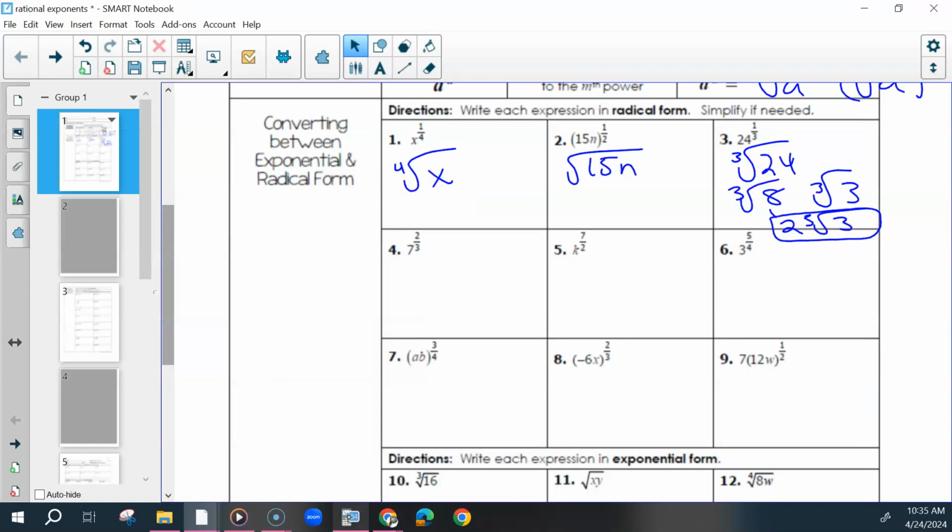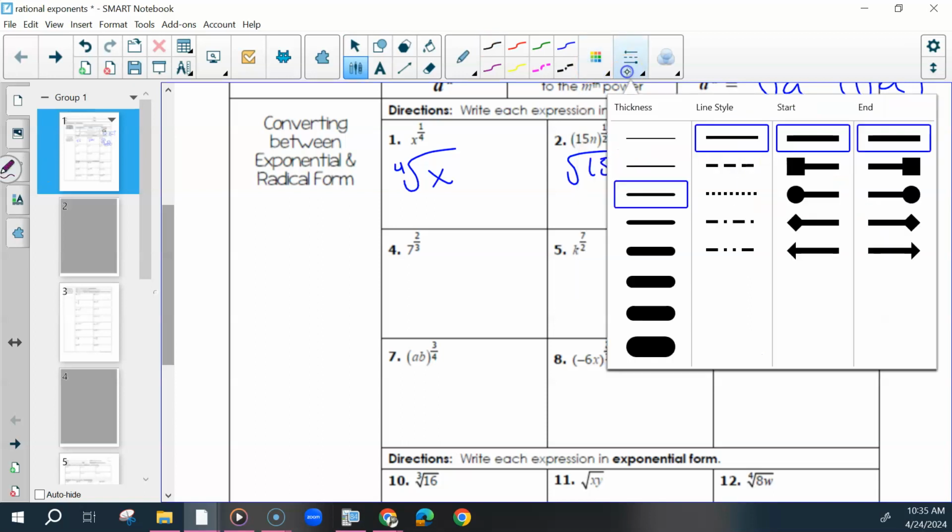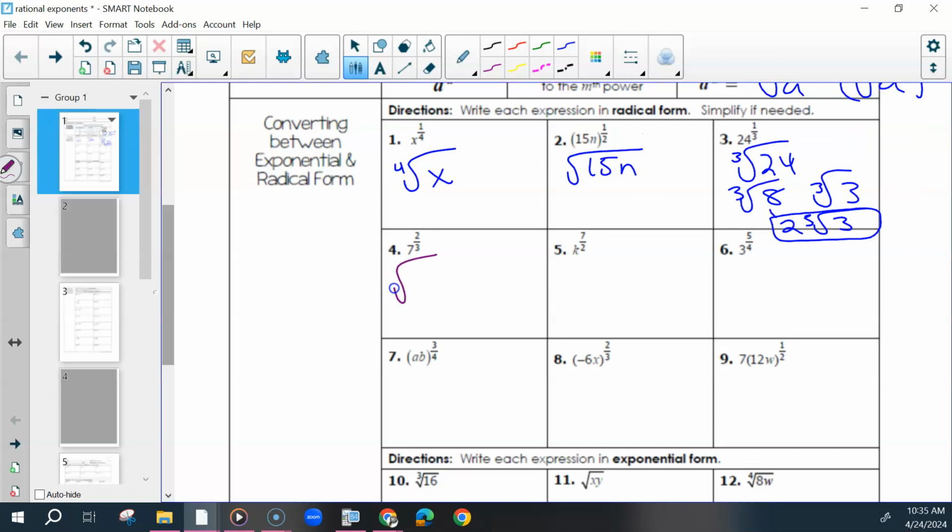Do you have any questions so far? In number 4, how would I write this in radical form? The cube root of 7 squared. The cube root of 7 squared, yes. Which simplifies to the cube root of 49. You could try breaking it down, but again, its factors are 7 and 7, which are prime, and there's nothing else that would go into it. You don't have to prove it. So that would be as simplified as possible.